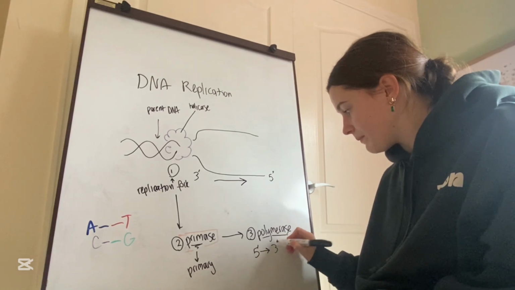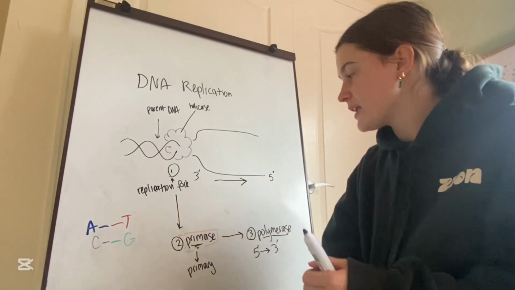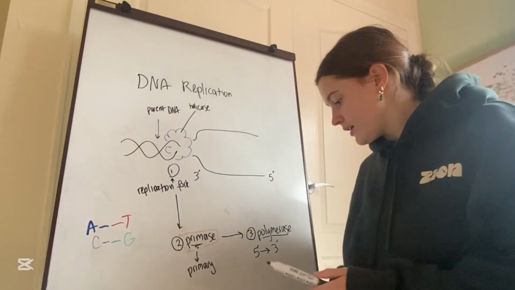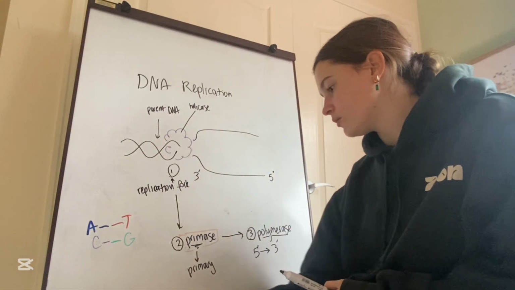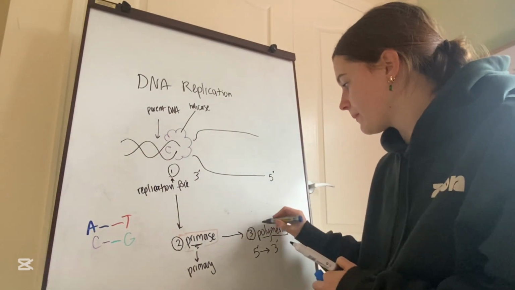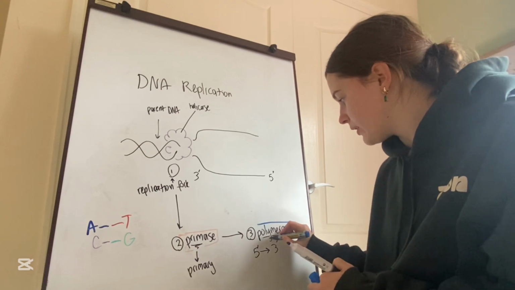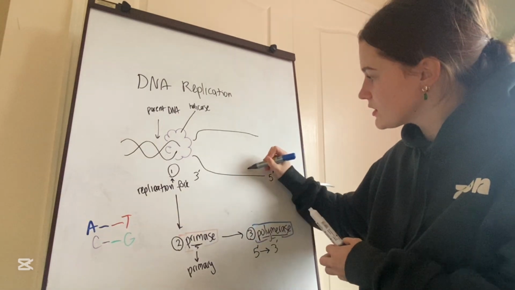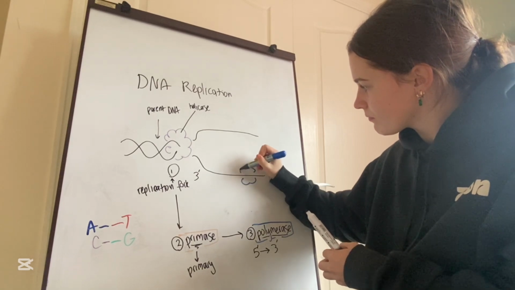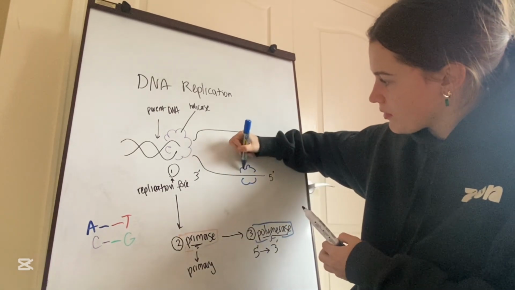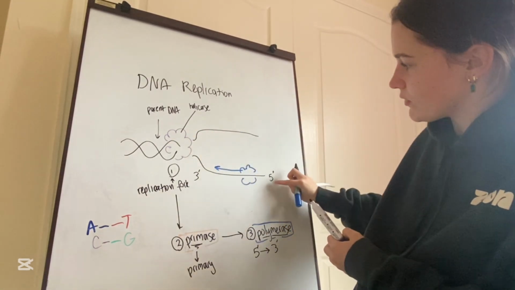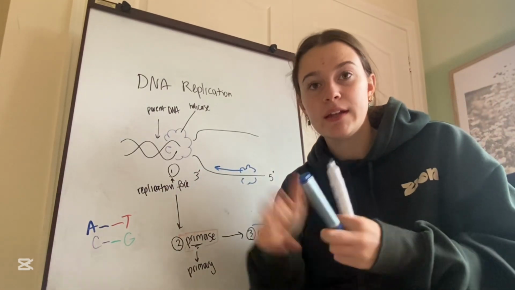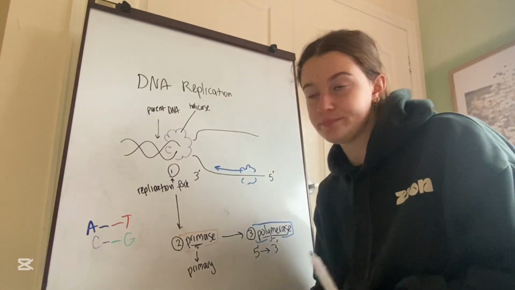to 3', which works great for this side because all it has to do is, we'll choose a color, we will choose blue. All the polymerase has to do on this side is just sit here and it'll just keep going this way because it's running 5' to 3' and it attaches as it goes.